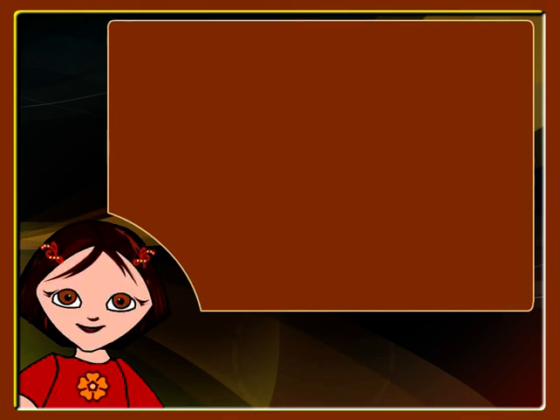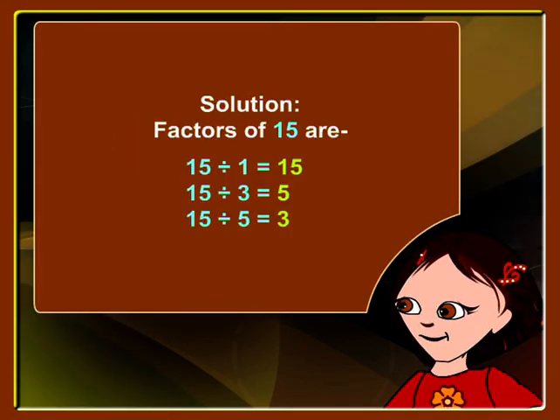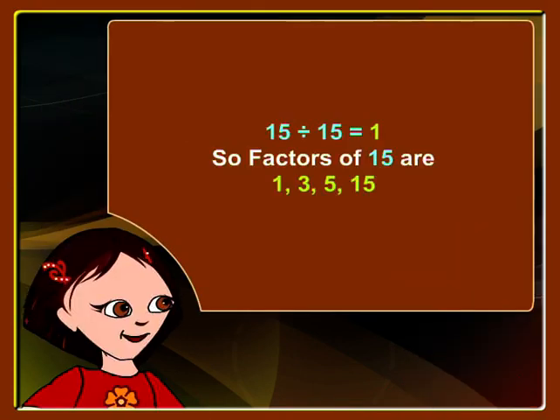Let's solve some real problems on factors and multiples now. Mention the factors of 15. 15 divided by 1 is equal to 15. 15 divided by 3 is equal to 5. 15 divided by 5 is equal to 3. 15 divided by 15 is equal to 1. So, the factors of 15 are 1, 3, 5 and 15.